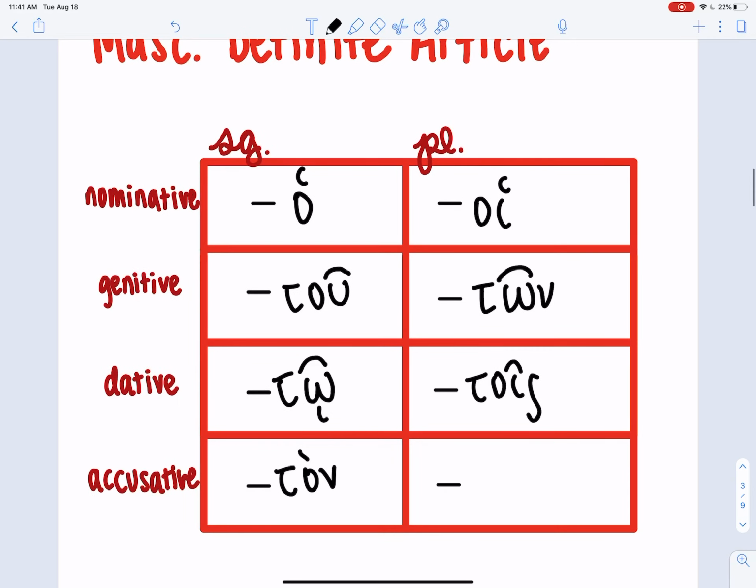Okay, and then accusative plural is tous, which is tau, omicron, upsilon, sigma. And again, here we have an acute. When there's a word after it, it flips to become a grave, so I'm okay with flipping it now to become a grave. And that is it. That is the masculine definite article.